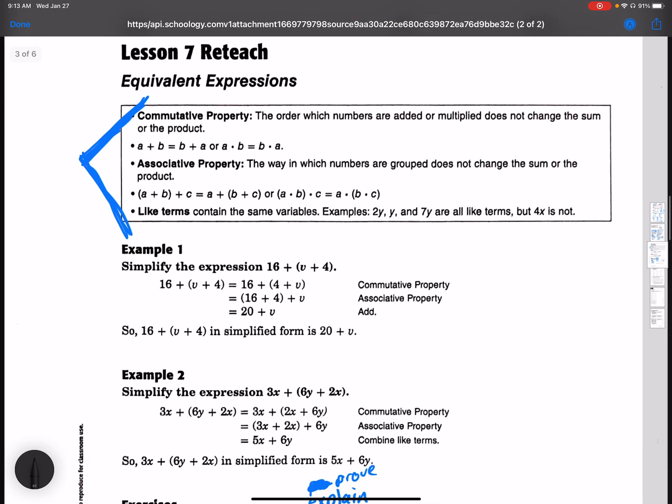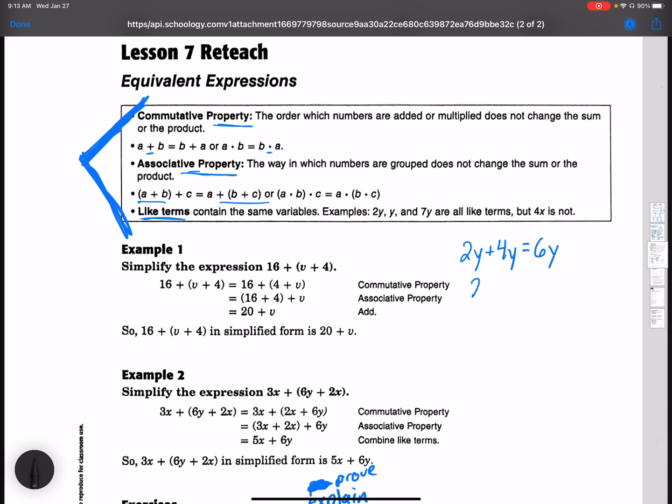And this is lesson 7, reviewing commutative property. You can move numbers around as long as it's addition or multiplication. Associative property moves the parentheses around. And like terms means it contains the same variable. So if I have 2y plus 4y, well, that means I have 6y's.